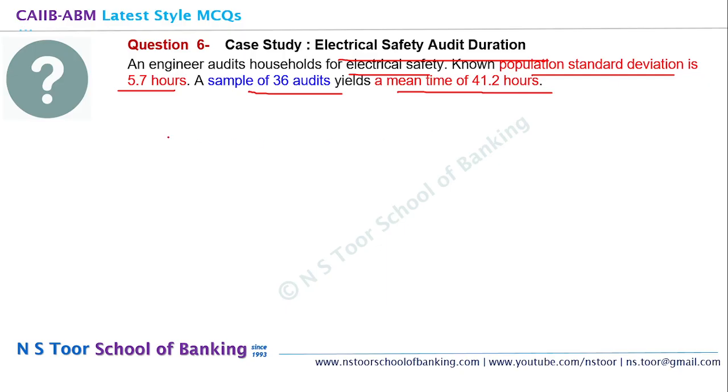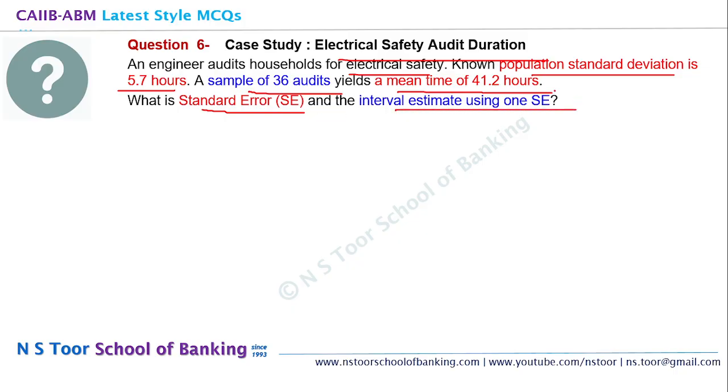Standard deviation is 5.7 hours. Then sample, that is N, is equal to 36, and mean time, or average time, is 41.2 hours. What we have to calculate? We have to calculate the standard error, and we have to calculate the interval estimate using one standard error. That is, we will use this standard error and then we will go for the interval estimates.